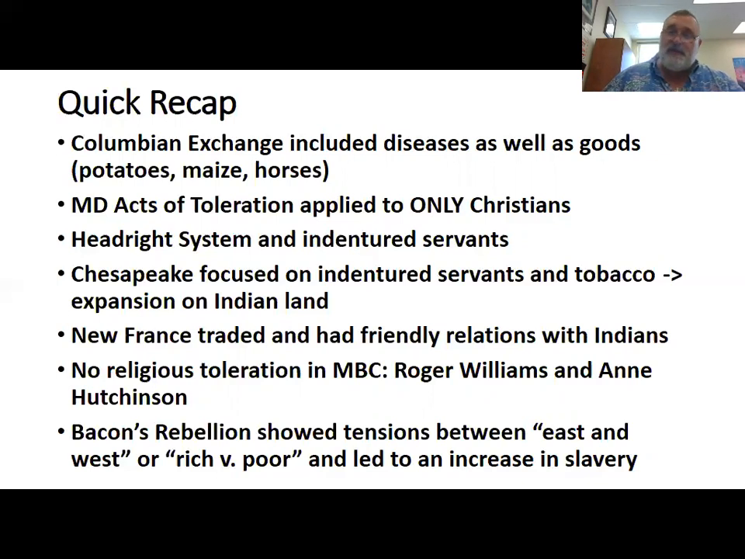Be familiar with the Neo-Europes like New France, New Netherlands, and how they dealt with Native Americans. Know something about Roger Williams and Anne Hutchinson as examples of people who fought against authority in Massachusetts. And then know something about Bacon's Rebellion and how that showed a growing social tension within the colonies between the rich and the poor, people in the West, people in the East.